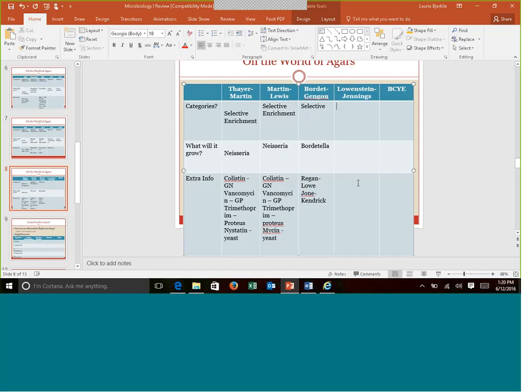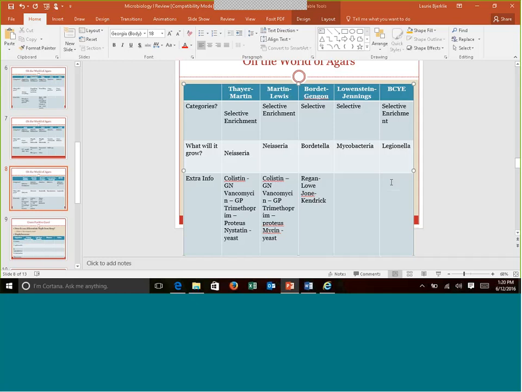We really haven't mentioned a lot about this at all. The only thing I'm going to say is it is selective. We will learn it more next quarter, but this is really there to grow mycobacteria. So again, we'll get more into that next quarter. BCYE is selective and enrichment because it is growing the little fastidious guy, Legionella.